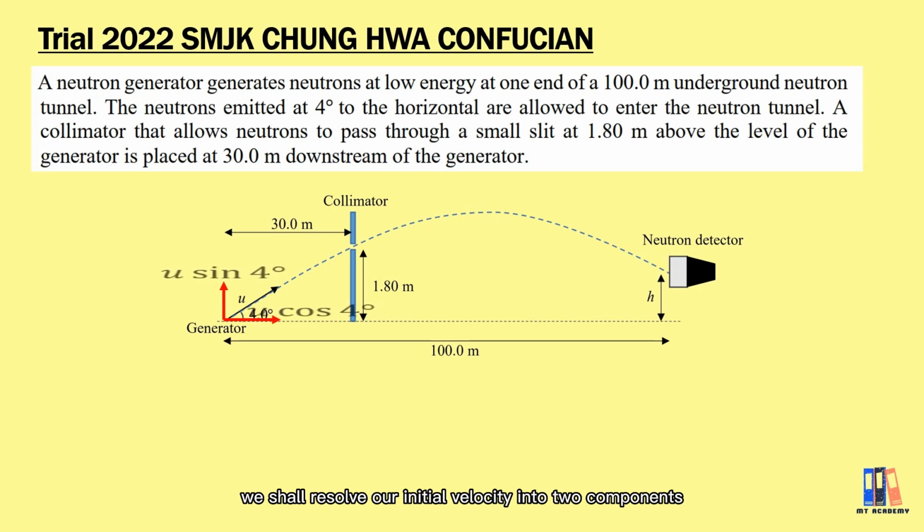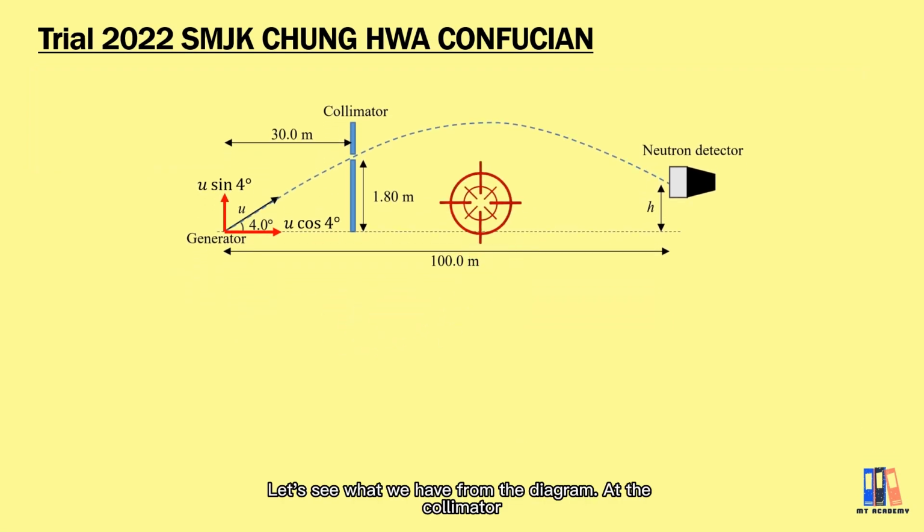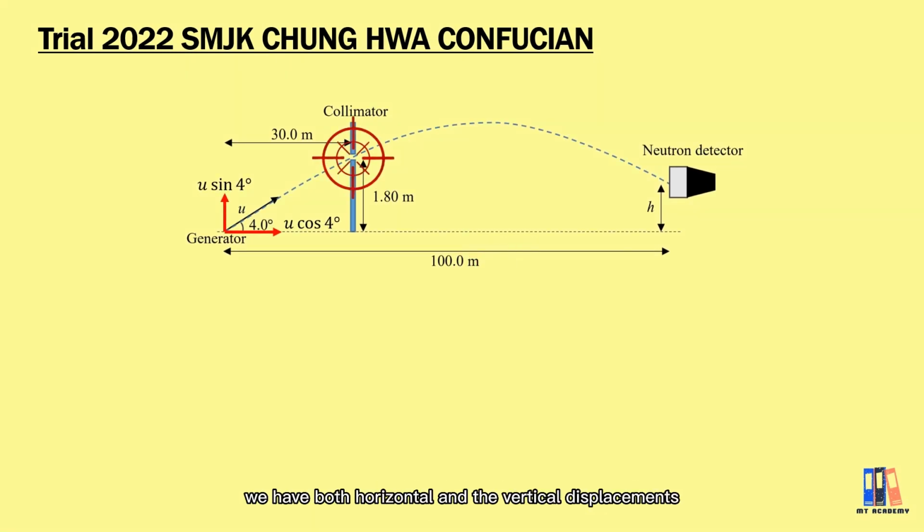Before that, we shall resolve our initial velocity into two components. One is u cos 4 degrees as the horizontal component, and the other one is the vertical component, which is equal to u sin 4 degrees. So let's see what we have from the diagram. At the collimator, we have both horizontal and vertical displacement, which are 30 meters and 1.8 meters respectively.